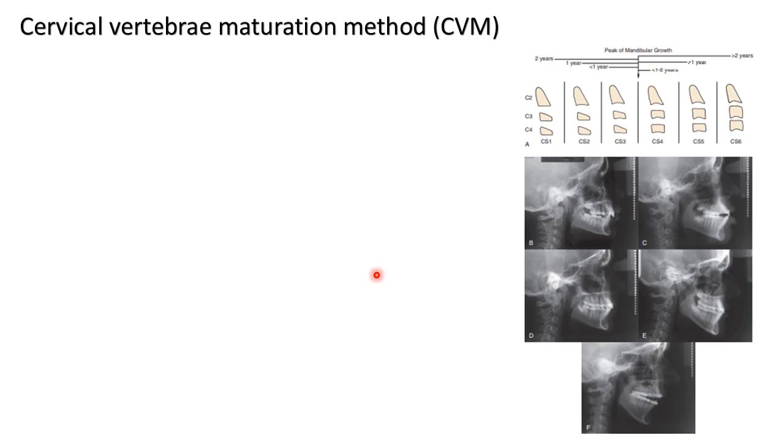So these types of radiographs can definitely be used for assessing the skeletal maturity without the need for the extra radiation of hand-wrist radiographs.